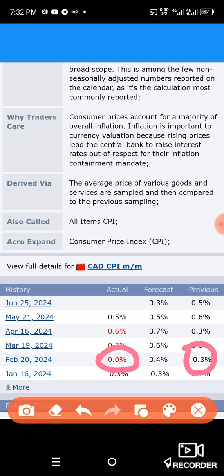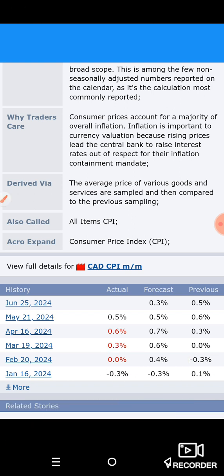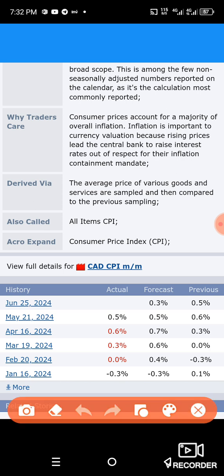Now, on March 19, 2024, the news was released again. Now, forecast, actual is 0.3, while forecast was 0.6, previous was 0.0. So in this news, CAD also bought that day.